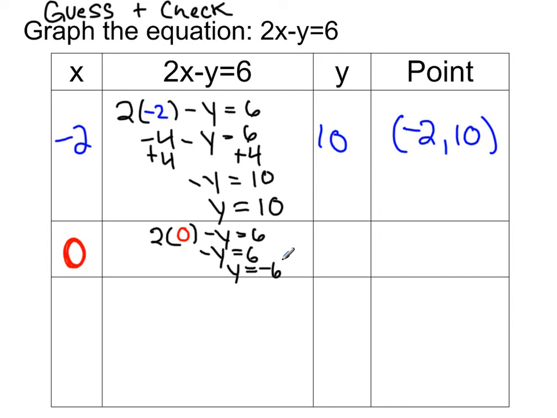I just noticed I made a mistake. Go back to the previous one. You might have already seen it and you were freaking out. -y equals 10, and then I said y equals 10. I meant y equals -10. I'm so sorry about that.